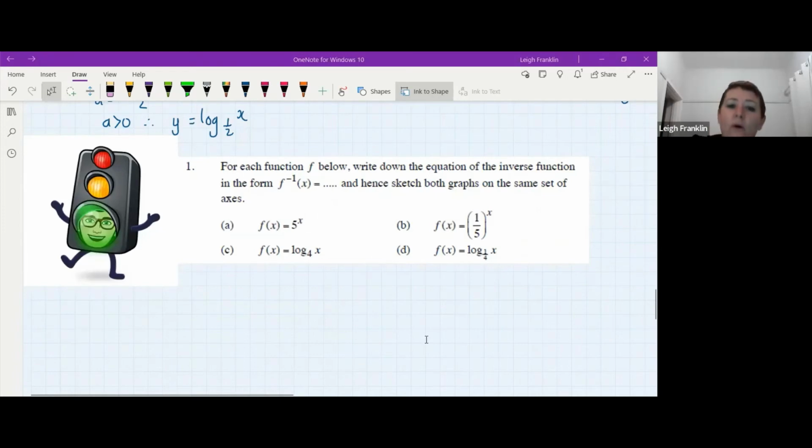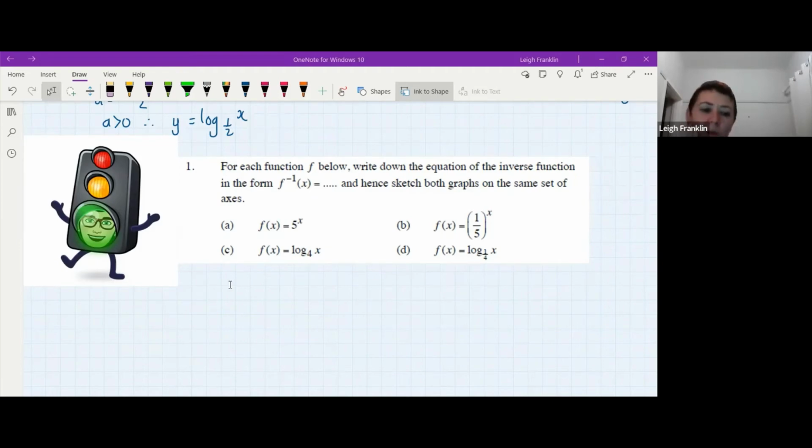Practice, please. Okay. All right, cool. So it's just these four. They have given you the function and they want you to write the equation of the inverse. You don't have to sketch these ones. You're going to get some sketching practice below. So try A, B, C, D.